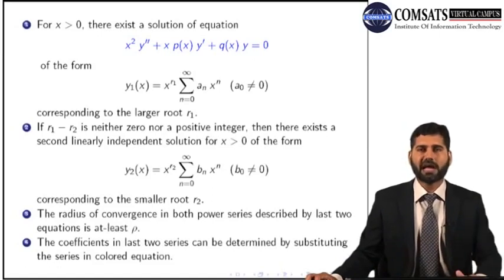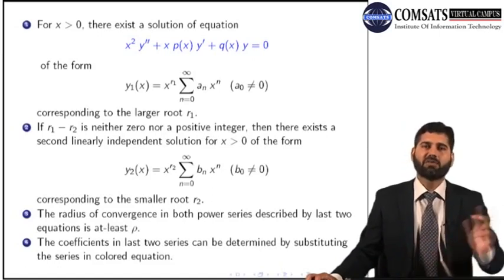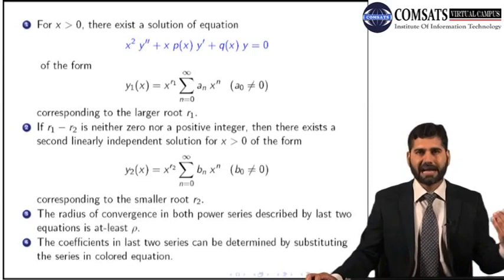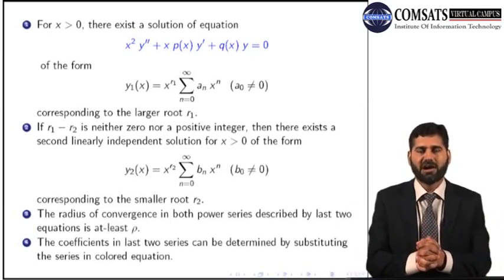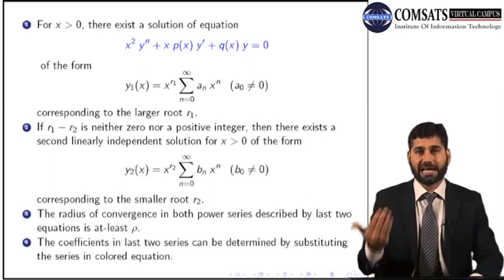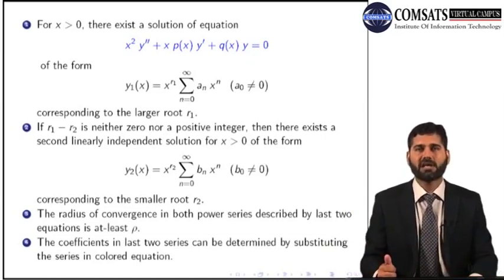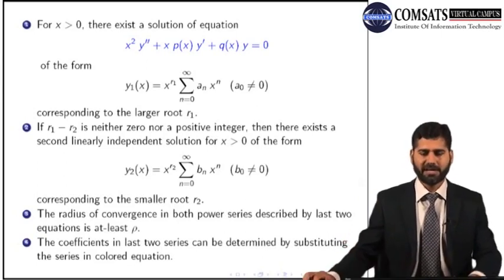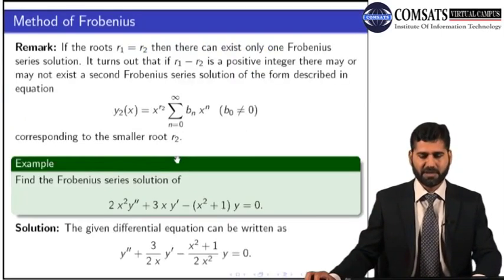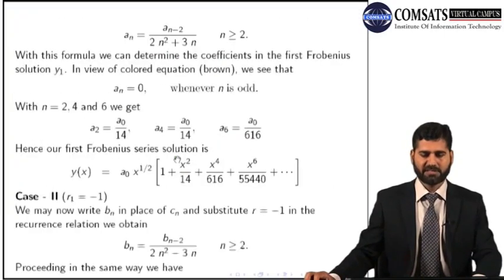If we do not get the solutions from that smaller root, then we go back to our larger root and get one solution, because the larger root guarantees one Frobenius solution. So we will get at least one solution of the differential equation. How to get the second solution, we will discuss later on. So that is the summary of the series solution.